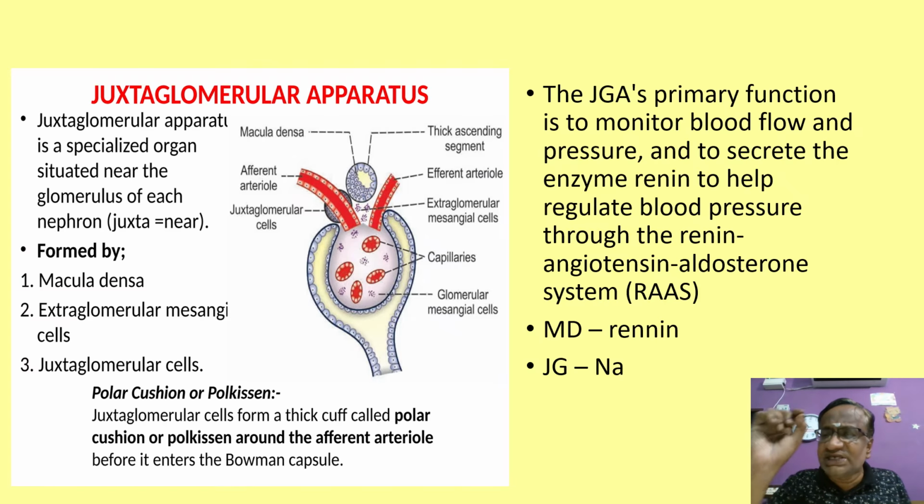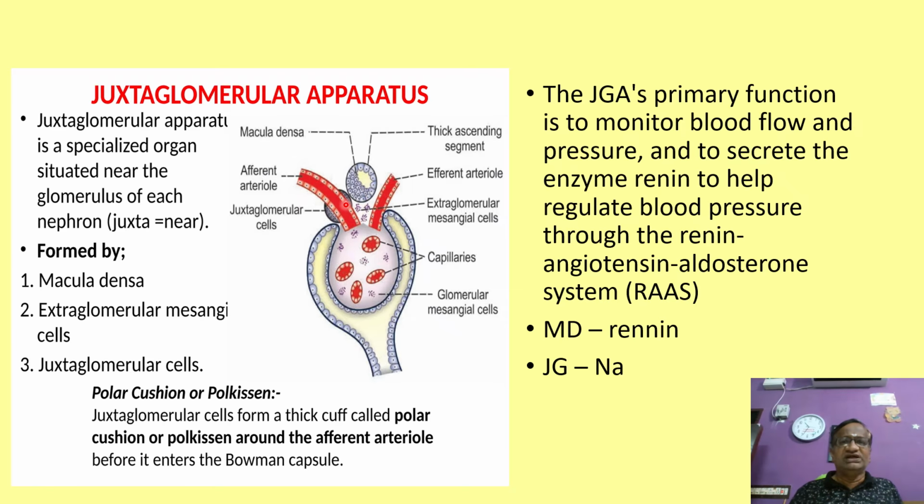There is one thing called the juxtaglomerular apparatus. Juxta means near. Near the glomerulus, there is something special. This is what is called the juxtaglomerular apparatus. Now we can see the glomerulus. This is the Bowman's capsule. The glomerulus, this is the afferent arteriole. This is the efferent arteriole. There are some changes in the afferent arteriole. These cells have changed. These are called juxtaglomerular cells.